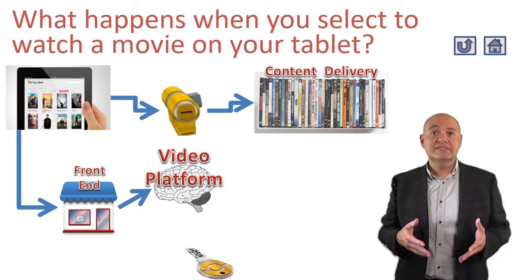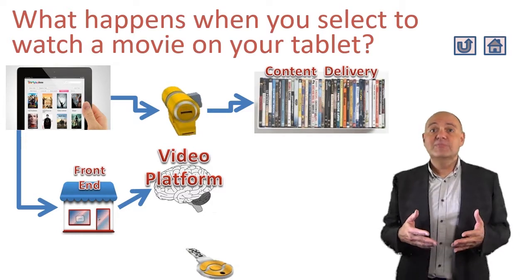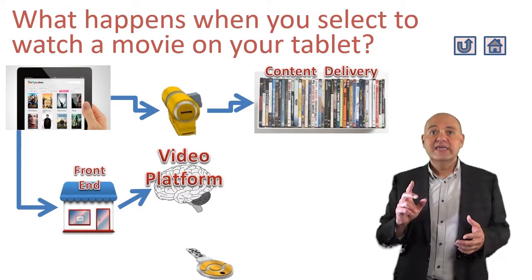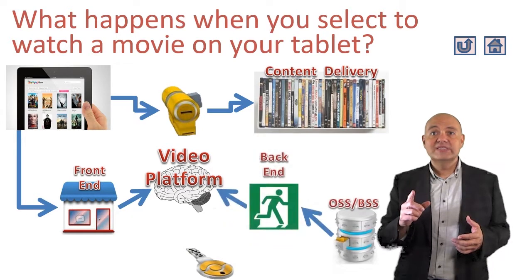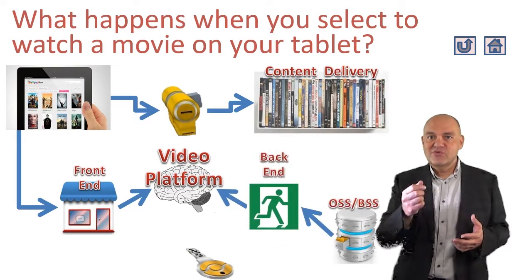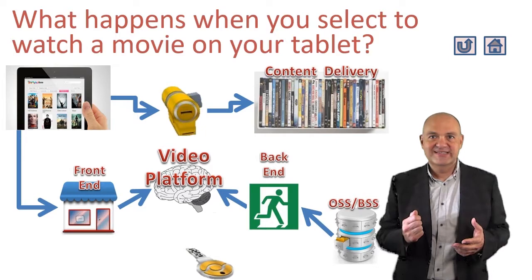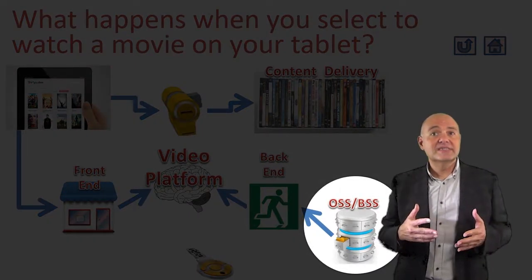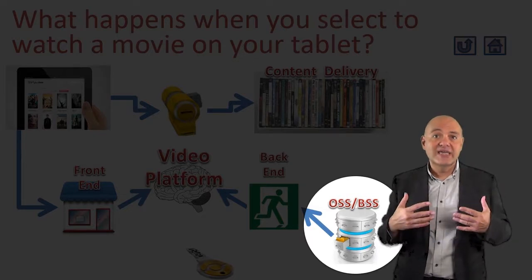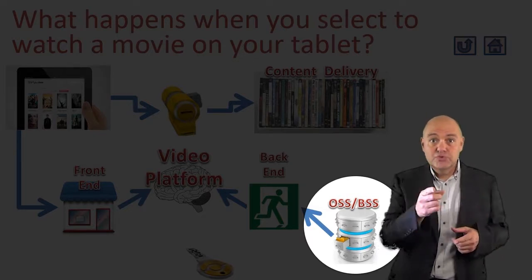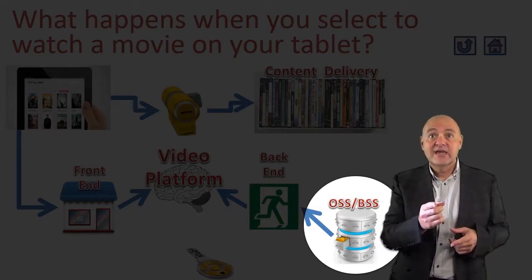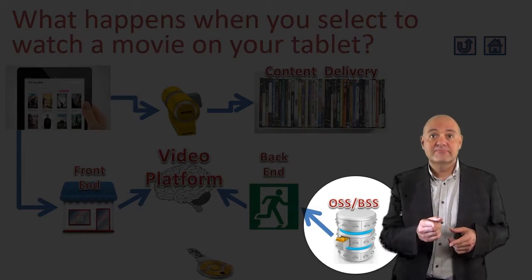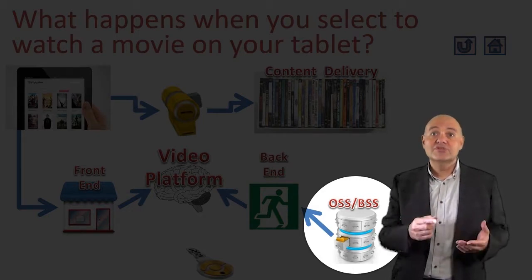Once you have requested a movie, the video platform needs to check if you are eligible for watching that movie. That is, if you have paid for it. She gets that information from a database in which all the commercial and technical information about you and your devices is stored. This is called the Operation and Business Support System.